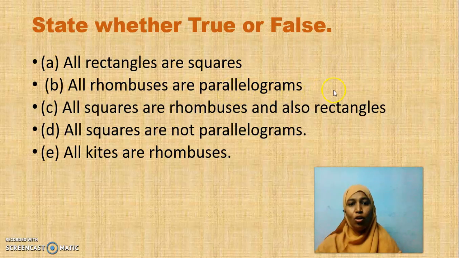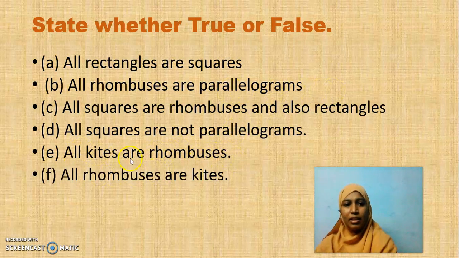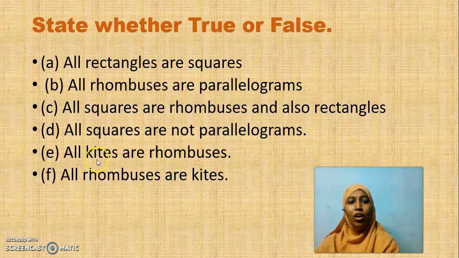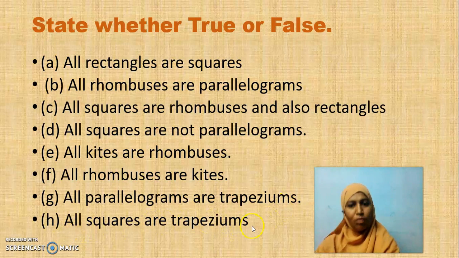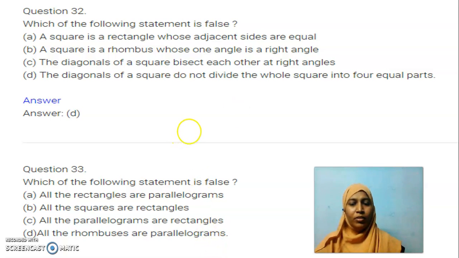So all kites are rhombuses? False. But a rhombus is a kite. So the next question is, all rhombuses are kites? True. Here, all kites are rhombuses? False. Hope you understood the way they are asking this. All parallelograms are trapeziums? True. All squares are trapeziums? True. All rectangles are trapeziums? Okay.